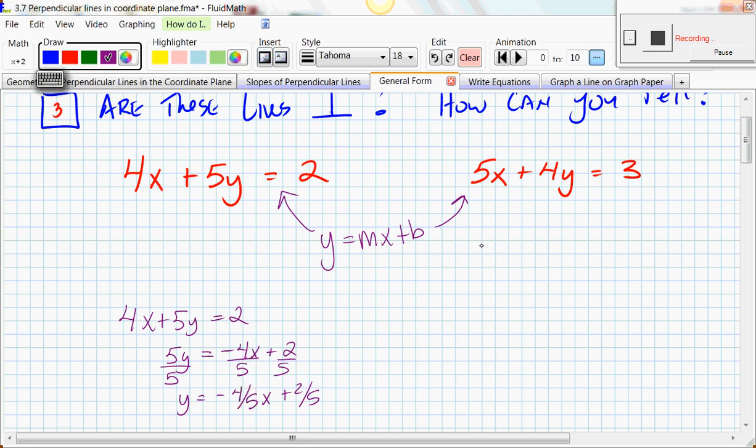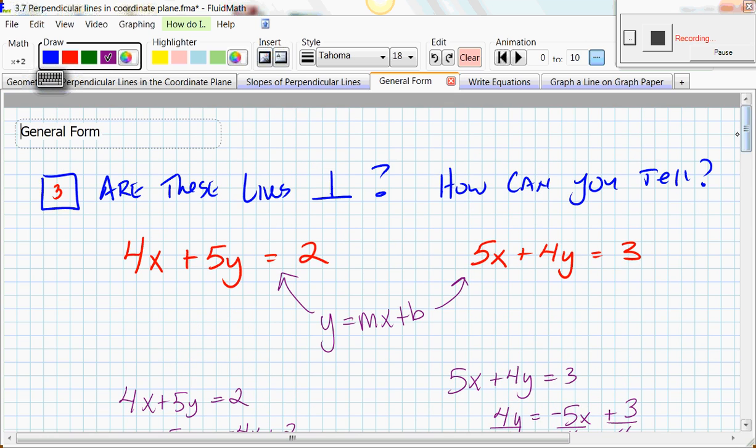Okay. Now for this one, I'll start again. I'll go 5x plus 4y equals 3. So I want to get the y by itself. I want to solve for y, so I'll subtract 5x from both sides. So 4y is equal to negative 5x plus 3, and then divide by 4. Divide by 4 and divide by 4. So that means that y is equal to negative 5/4 x plus 3/4.